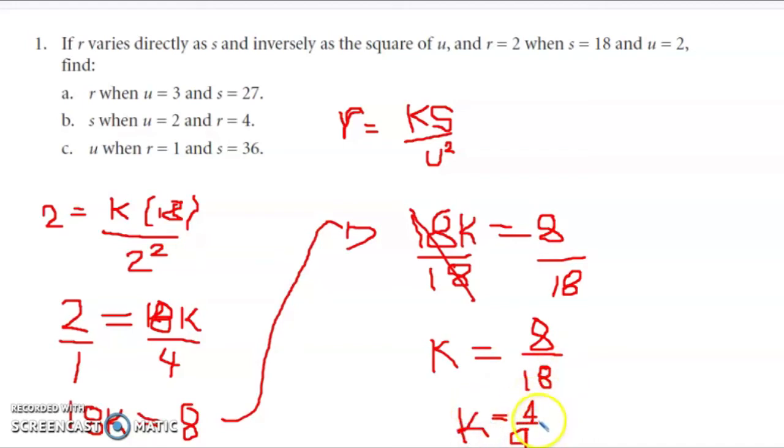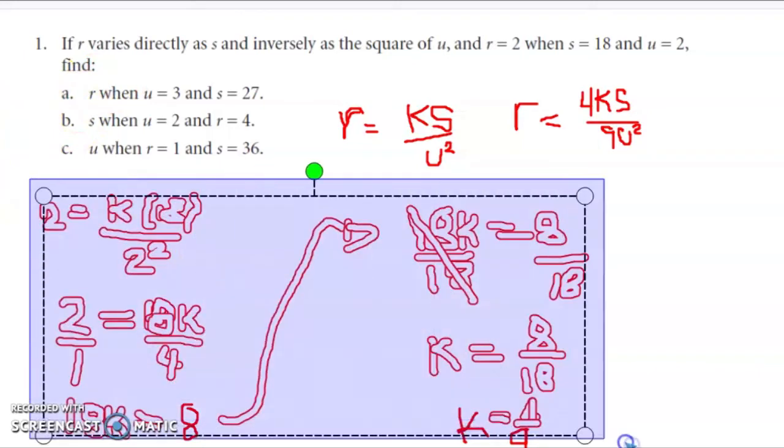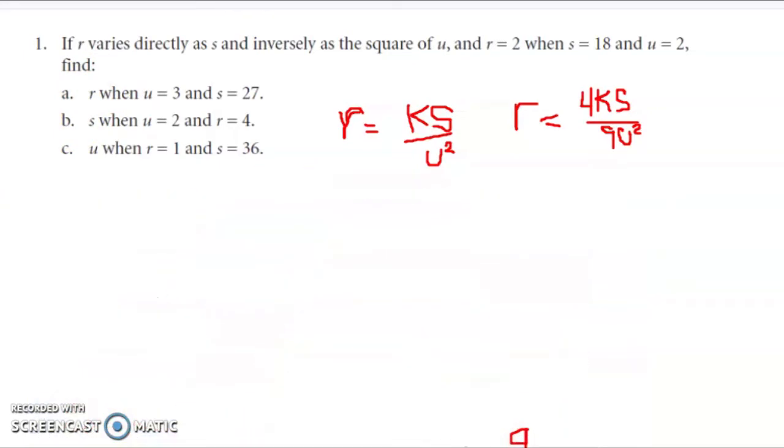So I will be substituting this to the given. So R now is equal to 4 on the numerator, K S over 9 U squared. So this will be your formula now. So now let us answer the following question. So let me first erase the solution. Okay. Let us erase that.